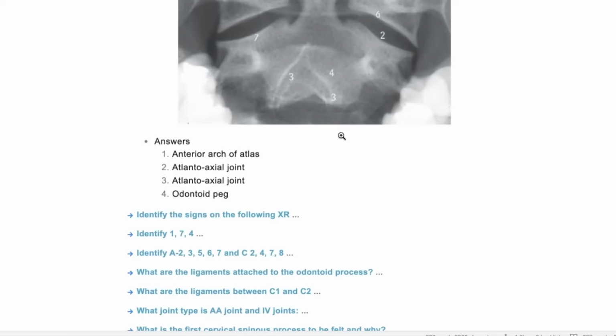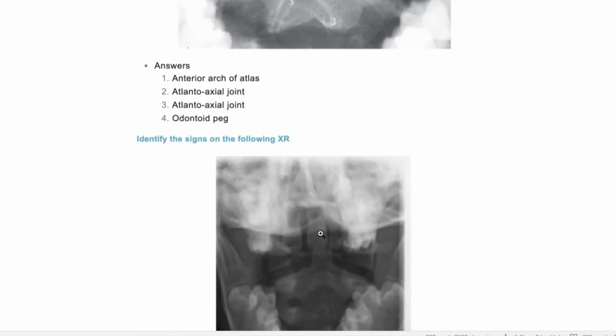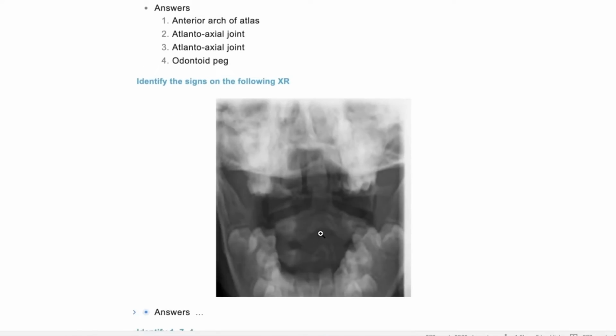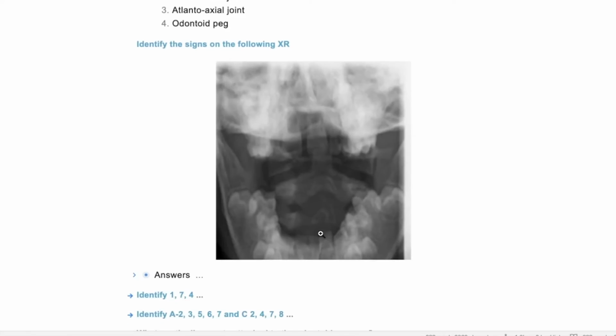All right. Sounds really good. Well done. Can you identify the signs on this X-ray? There is fracture of the odontoid process. Is there anything else that you can see? No, doctor. I can only see the fracture of dens. Yeah. Okay. It's all right.